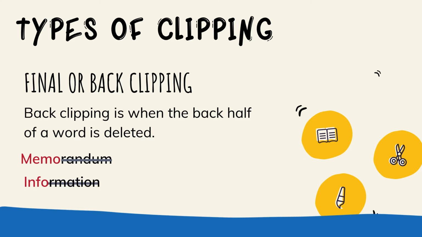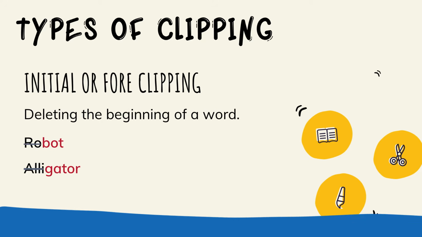If we have final or back clipping, we also have the initial or fore clipping. So this process can be reversed. We can delete the beginning of a word. An example of initial or fore clipping is robot. Okay, so we have deleted the first 2 letters, r-o, and we have a new clip word called bot coming from robot. And the same thing with alligator. We sometimes use the word gator to refer to alligator.